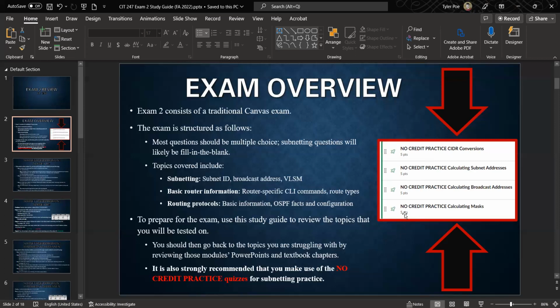There are other ways to practice subnetting, but this here in Canvas is very convenient. I would say take advantage of this because it won't cost you any points, and it's a way to practice the concepts of subnetting over and over again. I will say that I practiced the subnet address or subnet ID no credit practice quiz over 100 times when I took this class. Seriously. I took it every week, and I know you probably don't have a ton of time before the exam, but I'd say really stress practicing this over the weekend if you've got time, because this will really come in handy when you take the exam.